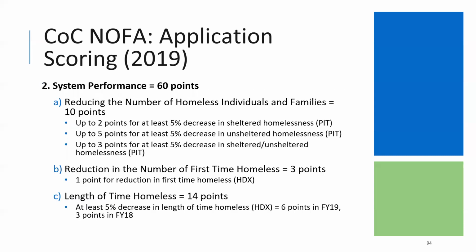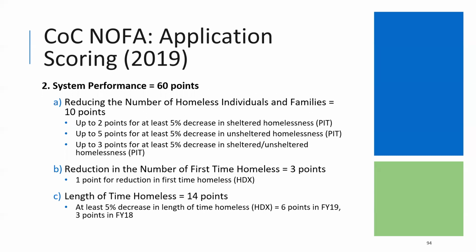So the second area is system performance. We've touched on this a bit, but HUD's really looking at data-driven elements. So they're looking at: is your community reducing the number of homeless individuals and families year over year? So are you seeing a decrease in your sheltered homelessness, your unsheltered homelessness? And HUD really looks to see a sizable decrease.